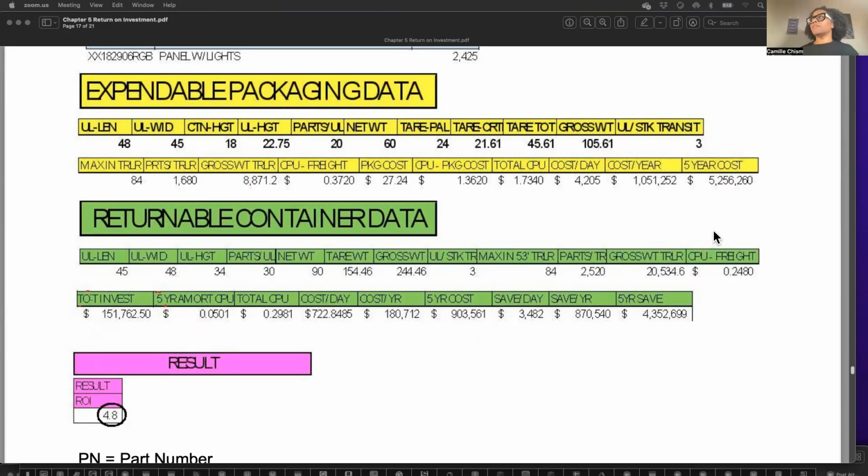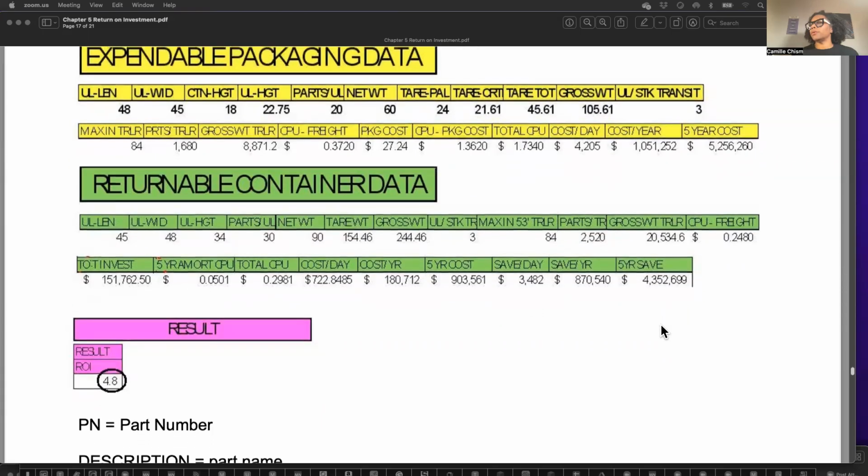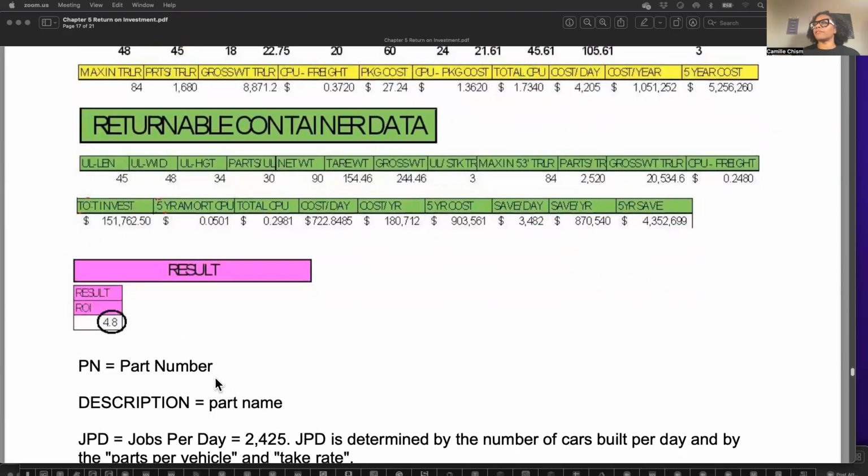You can see it is 903,561 versus the 5-year cost for the expendable packaging, which was over $5 million. They've calculated how much you're saving each day by using the returnables, also how much you're saving each year, and then the 5-year savings. Basically they take the 5.2 million number and the 900,000 number and subtract, and you come up with the number you get here for the 5-year savings.